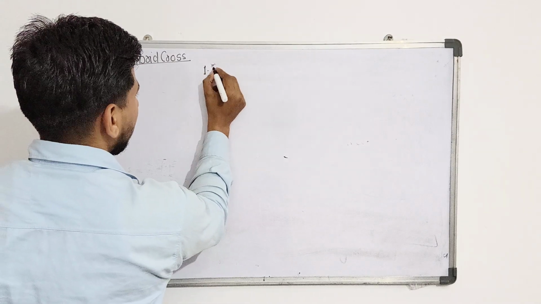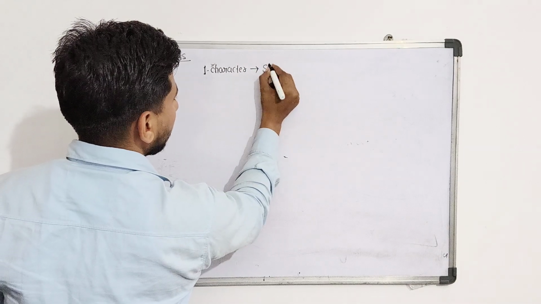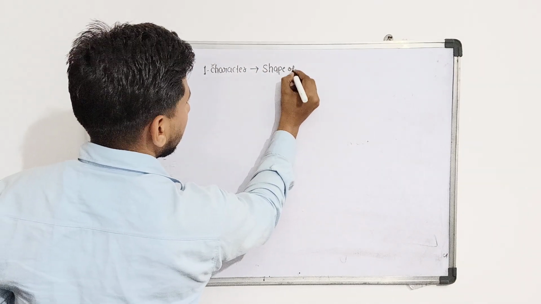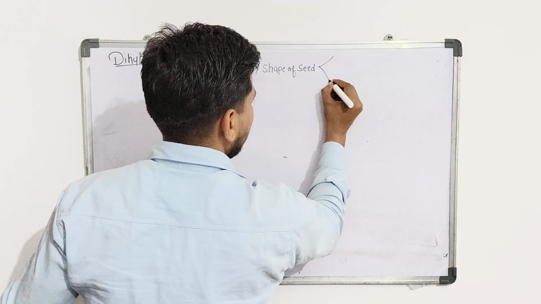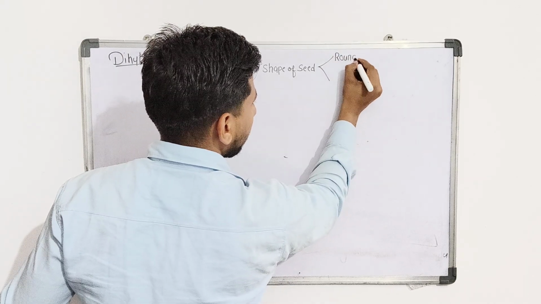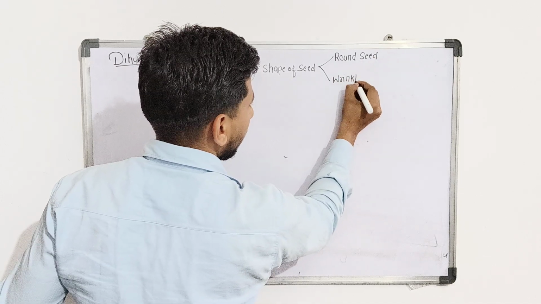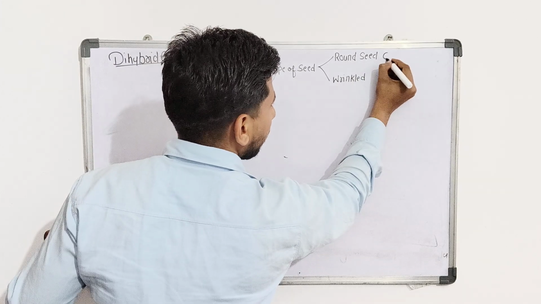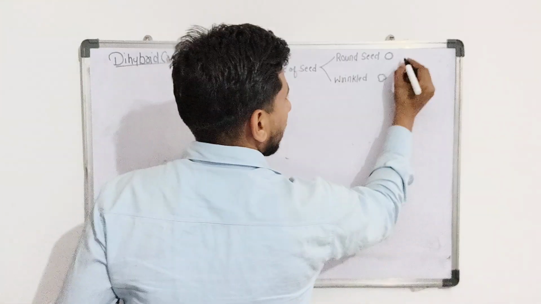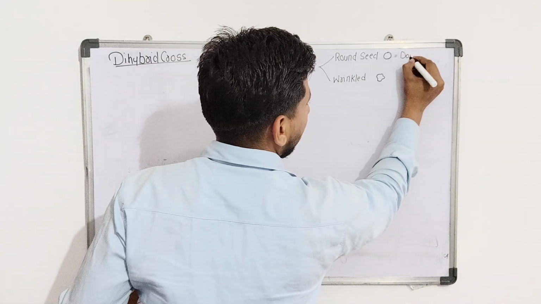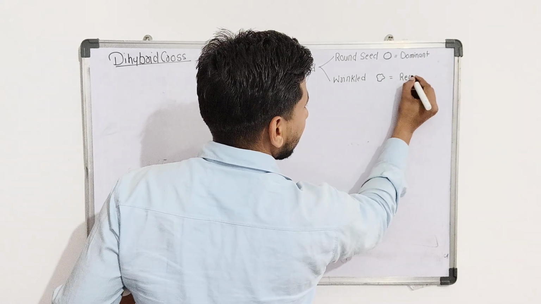One character, or first character, selected by Mendel is shape of seed. And this shape of seed has two traits, that is round seed and wrinkled seed. Round seed appear round in shape, wrinkled appear irregular or not having definite shape. This round seed is a dominant trait selected by Mendel. Wrinkled is a recessive trait.